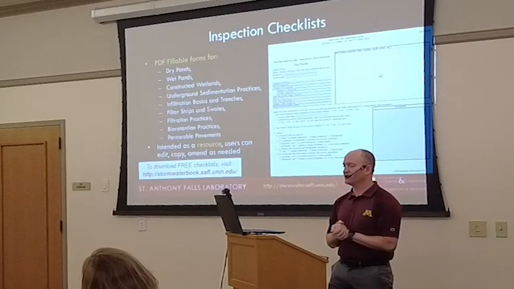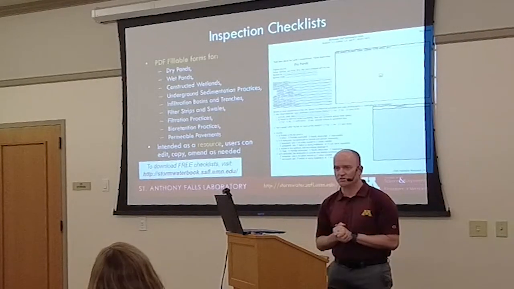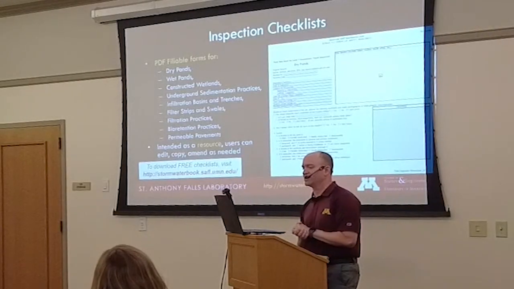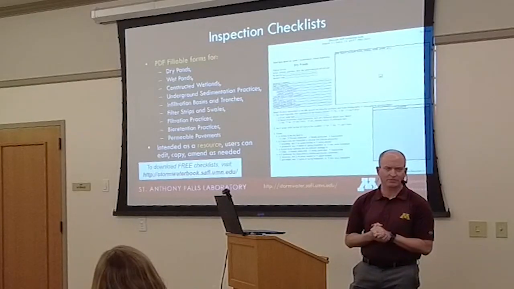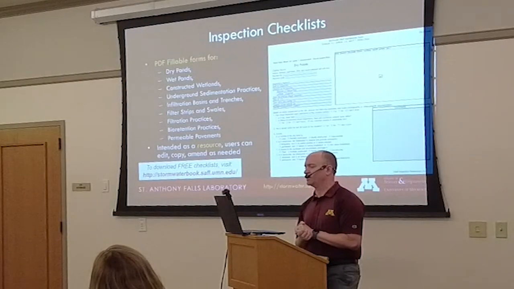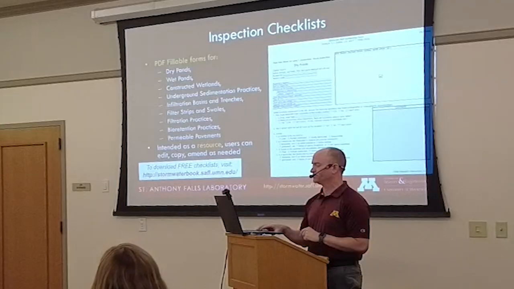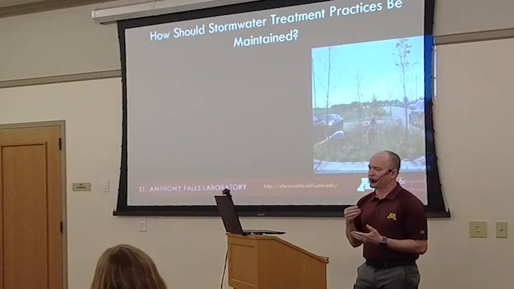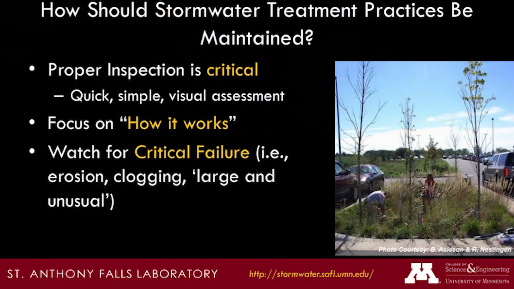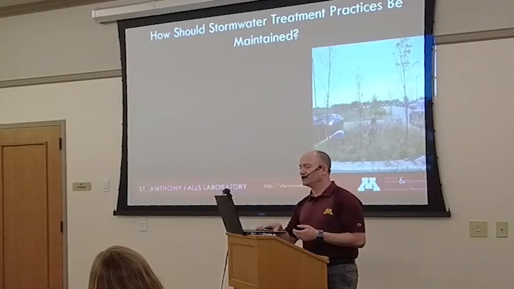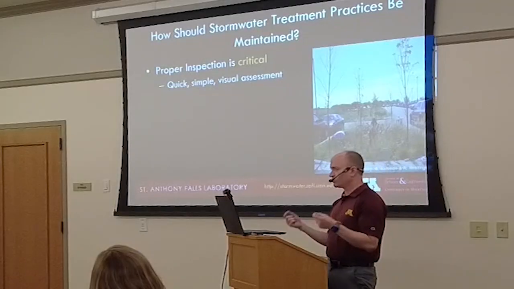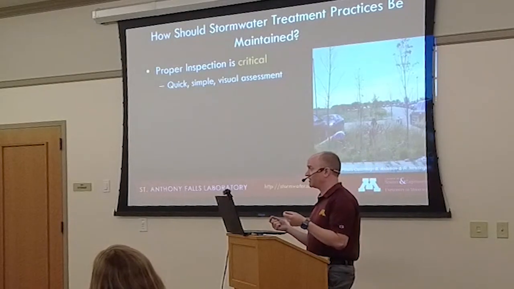Okay? And they are intended to be a resource, something you can use, you can adapt. You can edit, copy, or amend as needed. And this link that's here, that's available, I think that's in the fact sheet as well. So you have that, and all of these resources will be made available to you. But what it's really trying to do with these inspection checklists is getting at how to maintain them, how to keep them working, how to identify when they're not working, and then how to correct that. And really, that inspection piece is critical, because if you don't inspect it on a regular basis, you're not going to be able to identify those problems.